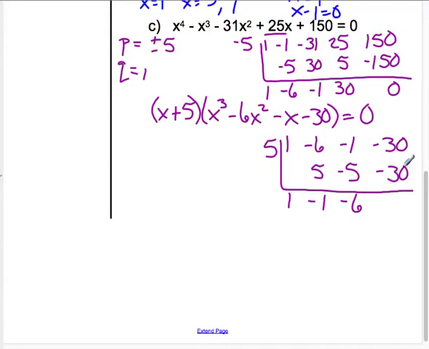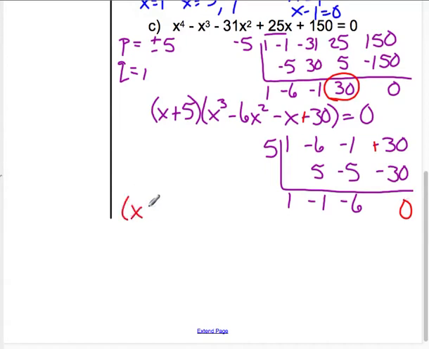Just checking my signs here to make sure I didn't lose anything, and I did. Maybe some of you noticed that right here. This is a positive 30, and I wrote negative 30. So this one does add to 0, so 5 does factor as well.